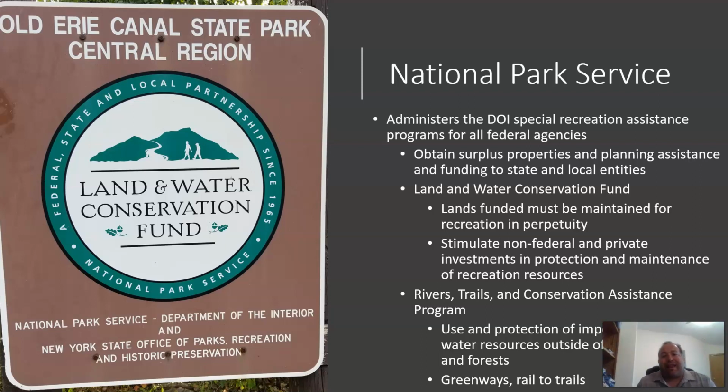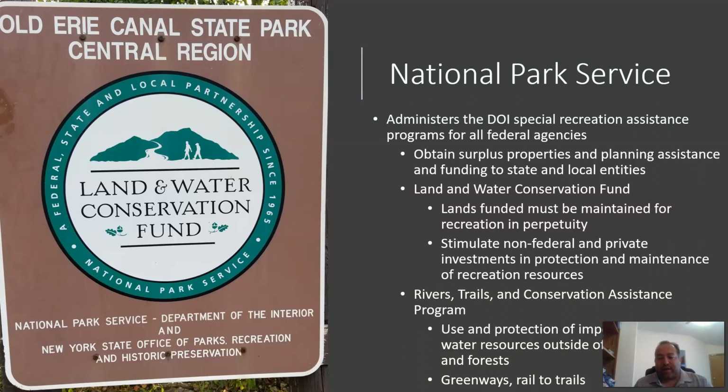So the first one, the Land and Water Conservation Fund, it's the lands that they're trying to get must be funded to be maintained for recreation in perpetuity, and their goal is to try and stimulate non-federal and private investments in protection and maintenance of recreation resources.